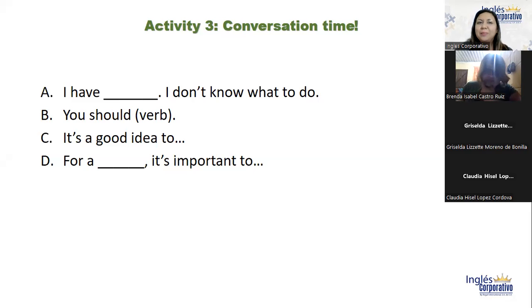Por ejemplo, I have insomnia. I don't know what to do. I can't sleep. You should take some medicine, nerviotamine. Okay. What else? You should take tea. Okay, I should drink some tea. It's a good idea to drink chamomile tea. Okay, chamomile tea. Or tea of pilo. Okay, very nice.